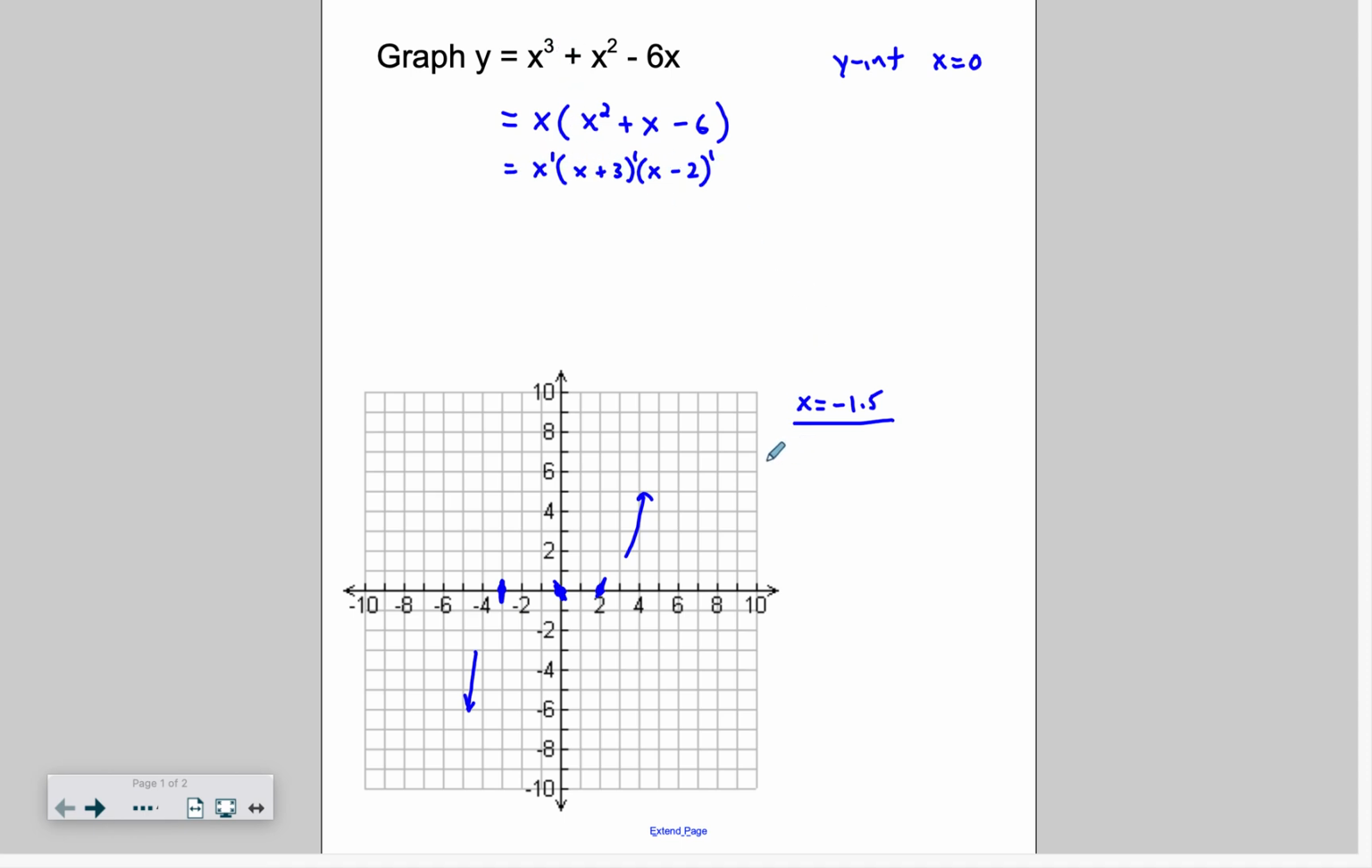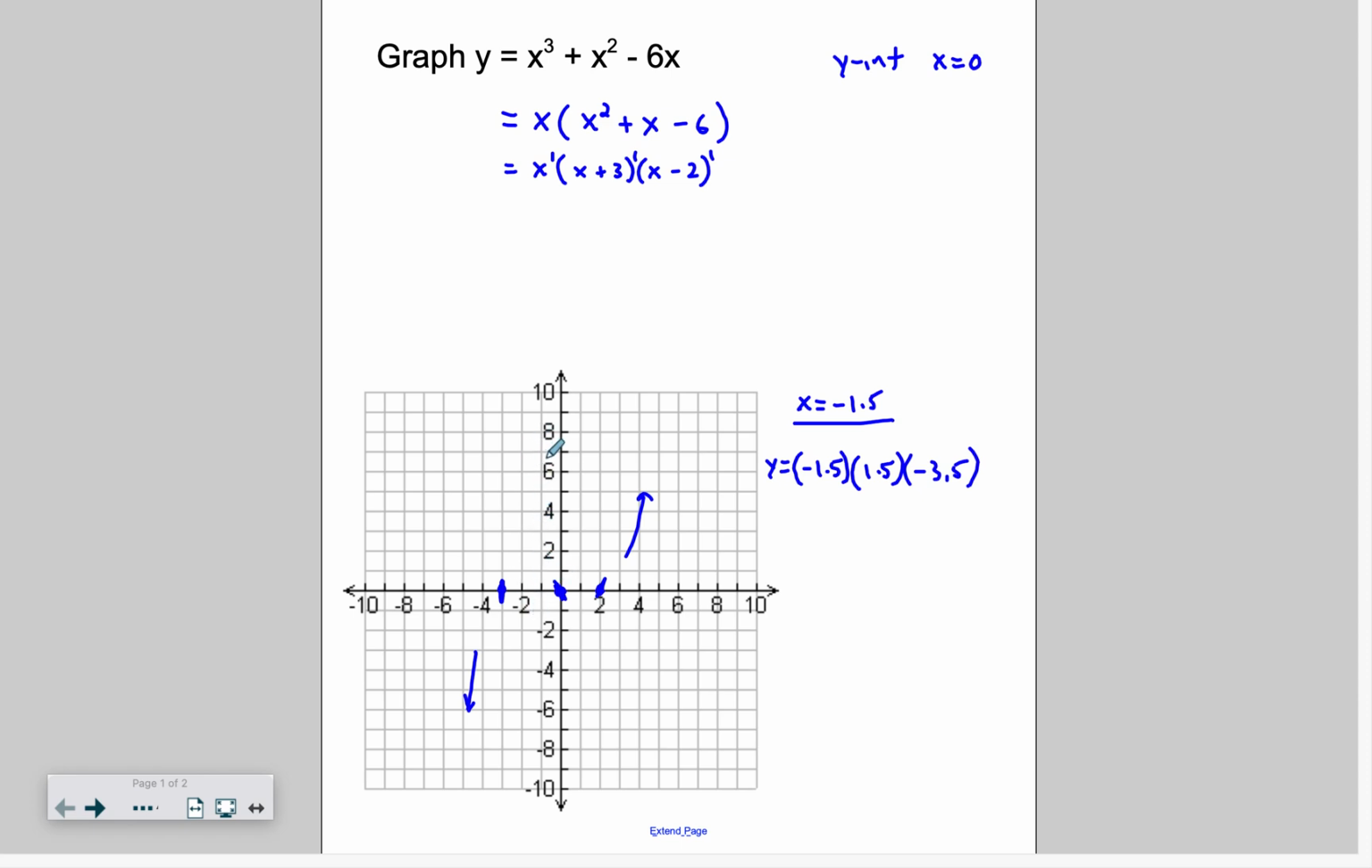That will look like y equals -1.5 times -1.5 plus 3 is 1.5, and -1.5 minus 2 is -3.5. And then we can get out a calculator, do some multiplication. That's a negative times a positive times a negative, so my answer is going to be positive, and it better be, because I'm plugging in this halfway point right here, right?